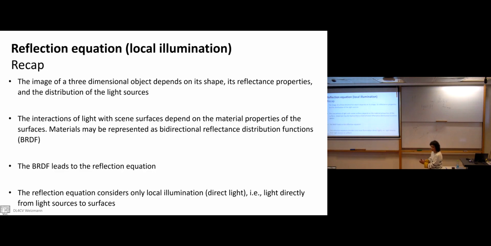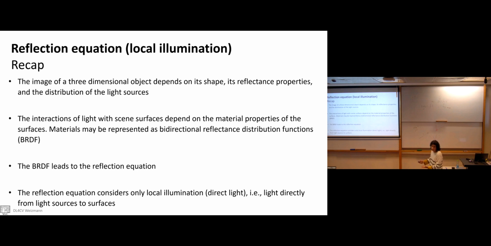So far we discussed local illumination. What do I mean by local illumination? I took into account only the lights which come directly from the sources of the lights, and I didn't take into account any other scattered light in the environment. So the image of a three-dimensional object depends on its shape, the reflectance property, and the distribution of the light sources, and also the material properties, which are characterized by the BRDF. Note that the reflection equation considers only the local illumination. Light directly comes from the light sources to the surface.